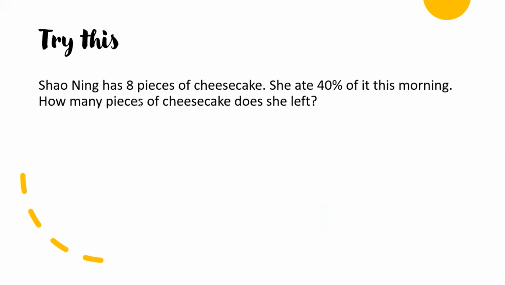Okay, Shani had 8 pieces of cheesecake. Then she ate 40% of it this morning. How many pieces of cheesecake does she have left? Okay, so try to find out how many pieces of the cheesecake she has left.